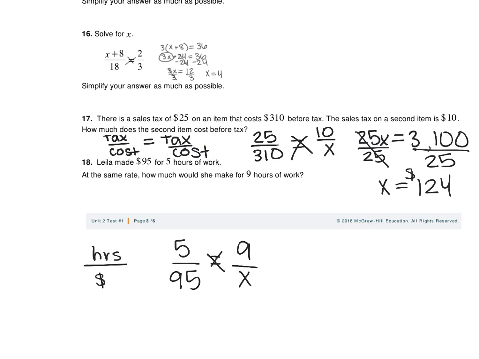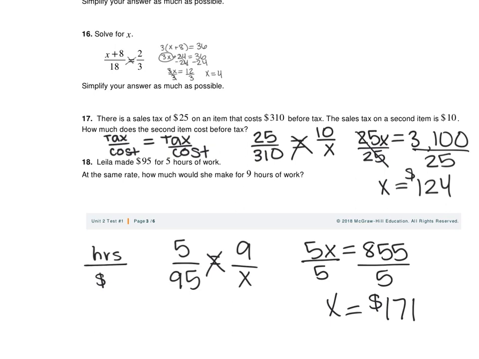Again, you're just cross multiplying. So 5 times x is 5x. And that's equal to 9 times 95, which is 855. Then we're going to divide by 5, and you're left with x equals $171. And again, make sure your answer is reasonable. For 5 hours of work, she got $95. So for 9 hours of work, it kind of makes sense, yeah, that she would get $171.